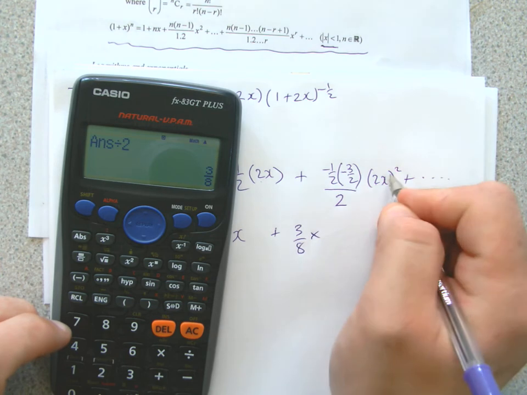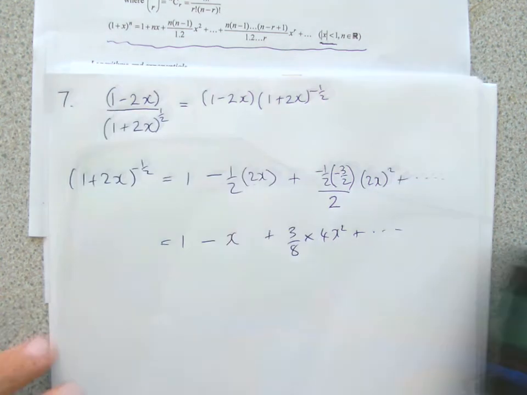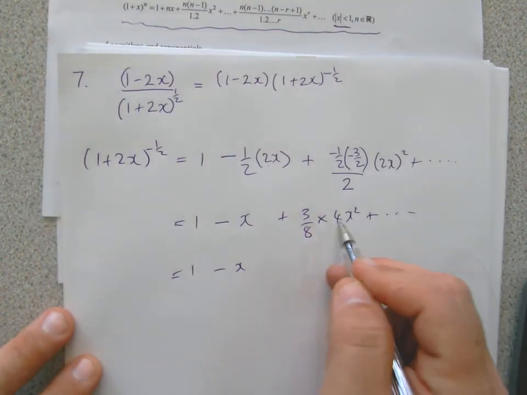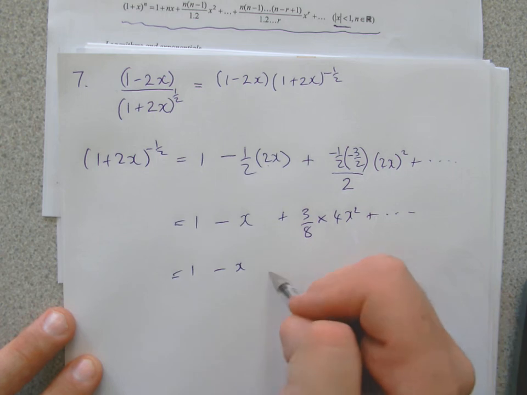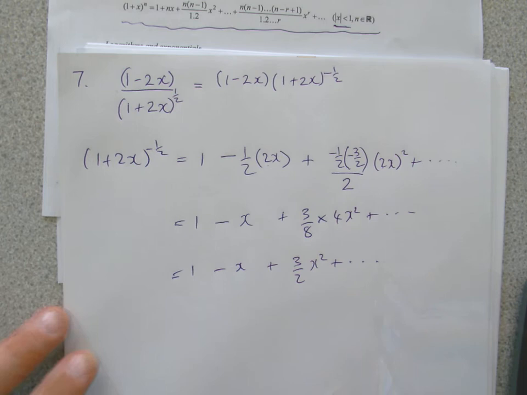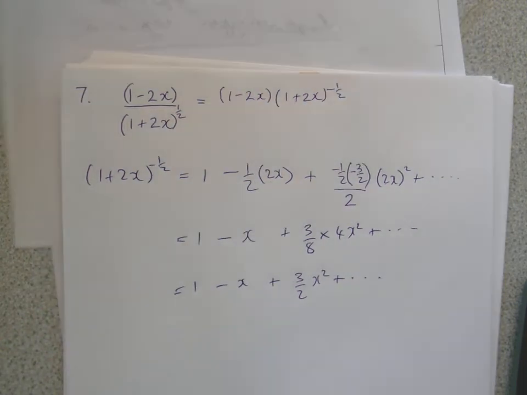Okay, so that's 3/8 times then this, and remember you square all of that, so it'll be 4x squared plus dot dot dot. So this then becomes 1 minus x, 3/8 times 4 will become 3 over 2 x squared plus dot dot dot. Okay, so we're done there with the expansion of 1 plus 2x to minus half.